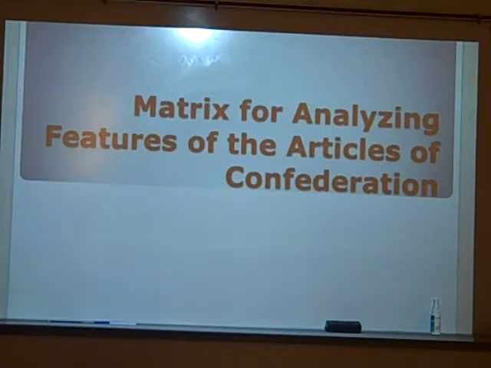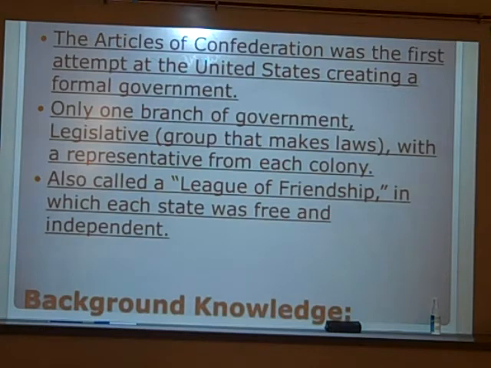So here we go. The Articles of Confederation, a little bit of background knowledge. This was our first attempt at government inside the United States, creating a formal government. This means an official way of ruling the United States. We just won the war. This kind of goes with the activity that we were looking at earlier, where the war is over with, now what? So this was their attempt. It was made during the Second Continental Congress. The Second Continental Congress is also the place where we wrote the Declaration of Independence.